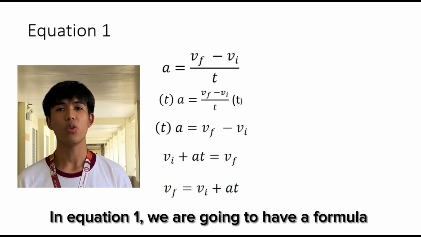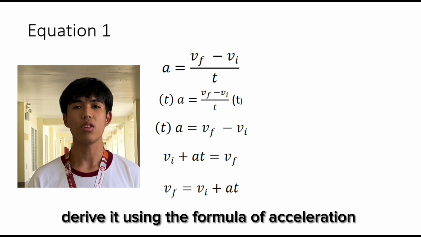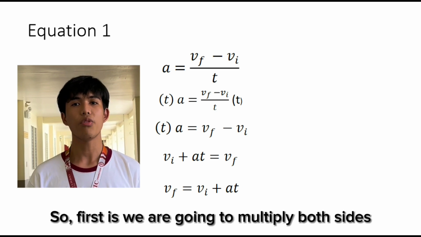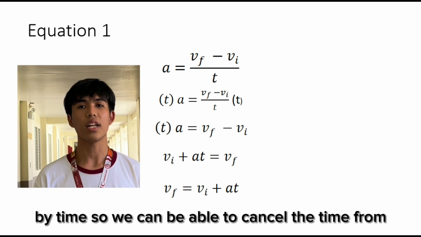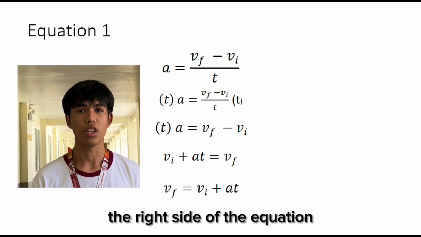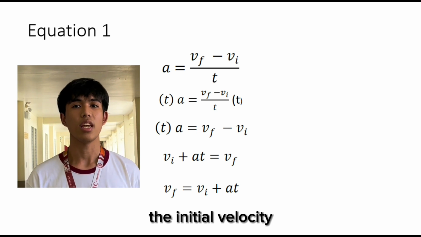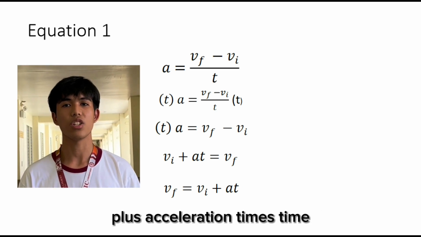In equation 1, we are going to have a formula for final velocity, and we are going to derive it using the formula of acceleration, which is final velocity minus initial velocity over time. So first, we are going to multiply both sides by time so we can cancel the time from the right side of the equation. After that, we are going to transpose the initial velocity. Now, we have final velocity equals initial velocity plus acceleration times time.